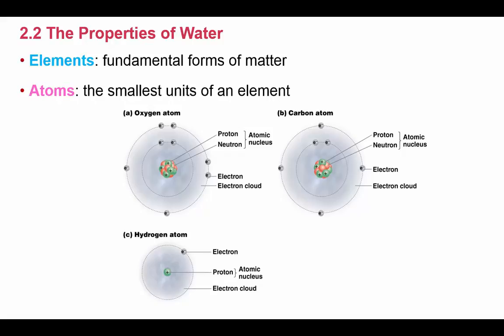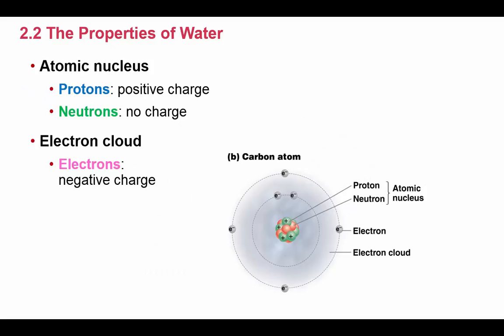So to begin with, we know that elements by definition are the fundamental forms of matter, and then we know that matter has its smallest units, which is what we would call an atom. Some brief examples of atoms that you see on the screen are an oxygen atom, carbon atom, and hydrogen atom. Now, as far as atoms are concerned, we've always been told that atoms consist of three subatomic particles: protons, neutrons, and electrons. These three particles differ in their charge. They also differ in location.